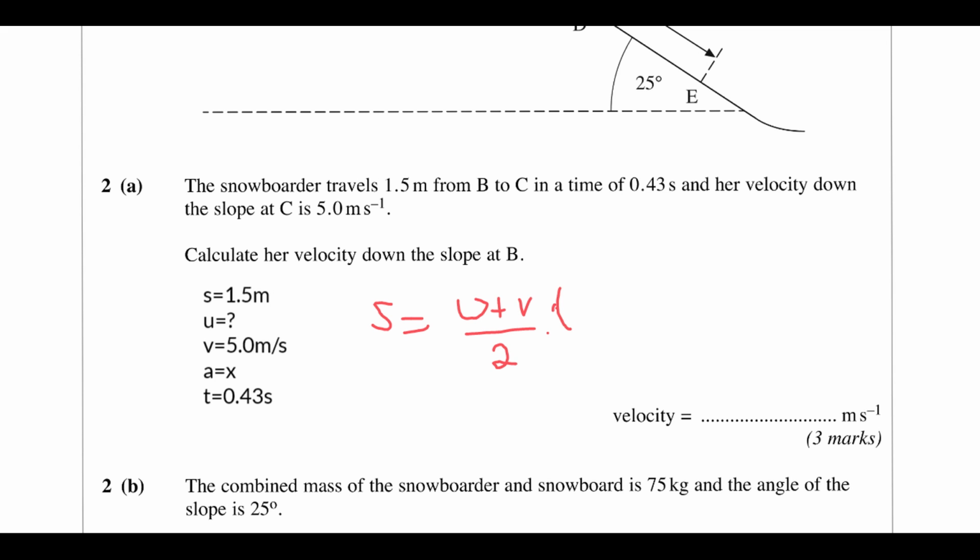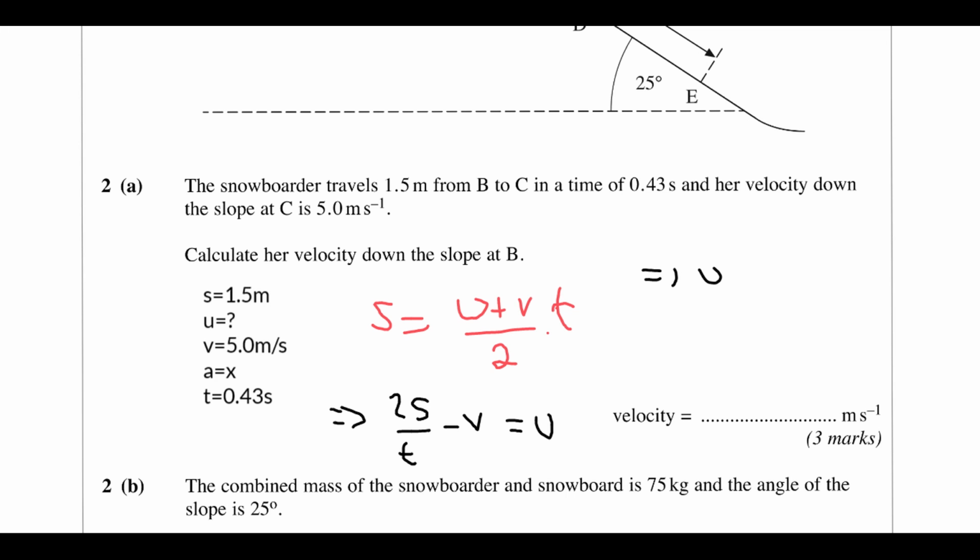So we can't cancel anything out because we don't know anything is 0, as we often would. So what we're going to do is rearrange this to make u the subject. So multiply everything by 2, divide everything by t, and then subtract v. So we're going to have 2s over t minus v is equal to u there. So we can now plug some numbers in.